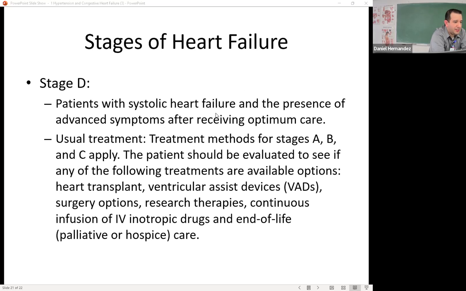So these stage D, these are going to be your critically ill patients. These are going to be the ones that are either hospitalized or require severe or major interventions, like heart transplant or an LVAD. I mean, these are life-changing surgeries that patients undergo. So LVAD is no joke. When you get to that stage where you need a left ventricular assist device, you basically have a mechanical heart at that point. So these are patients that require major interventions. And these patients may also be in palliative or end of life care.